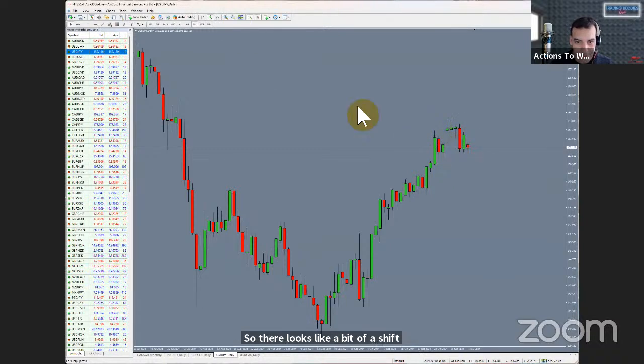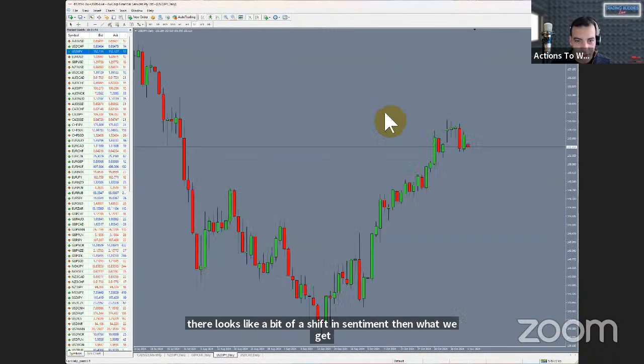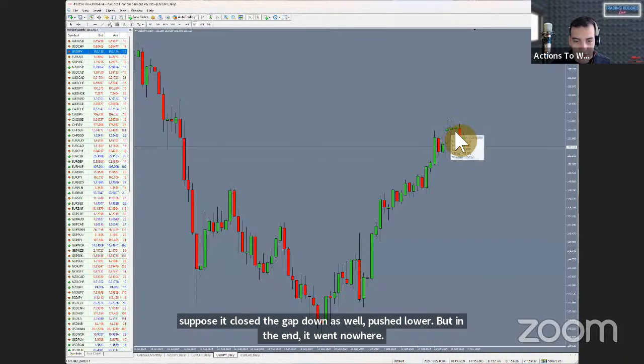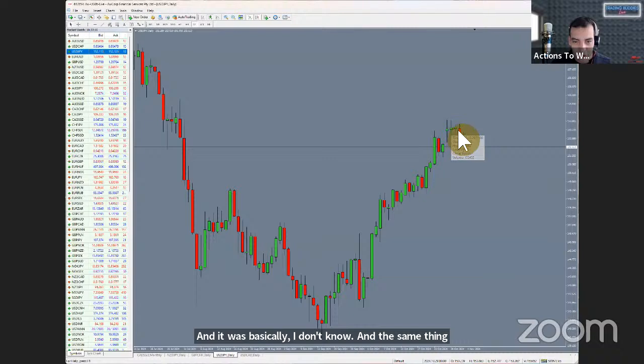Then what we get is, is that big enough? What we get is a spinning top. And that spinning top is telling us explicitly, I don't know, that the body opens here. There's hardly anything between the open and the close. It did try and push higher, also tried to push lower. I suppose it closed the gap down as well, pushed lower, but in the end, it went nowhere. And the same thing happened the second day. Same thing happened the next day. Look at the body's tiny.